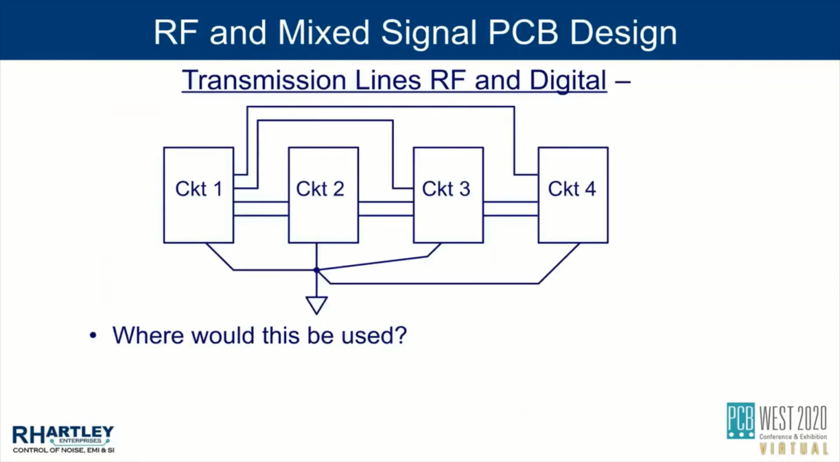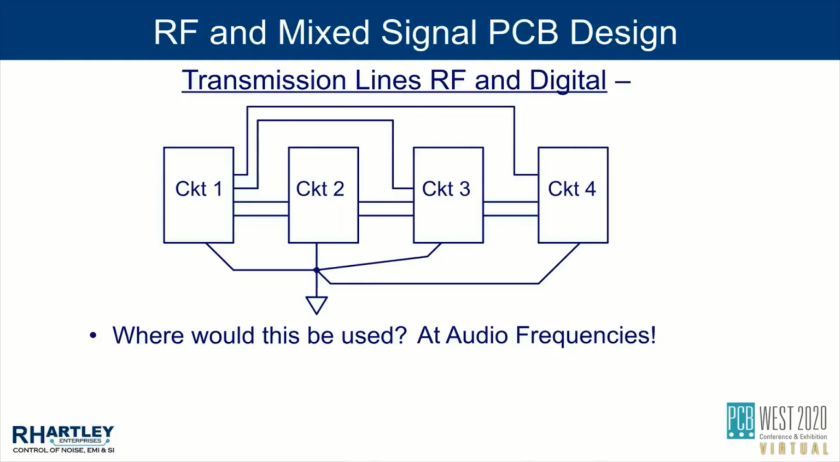What would this be used for? You've got 4 circuits, and you've got wires connecting signals from circuit 1 to 2, and 1 to 3, and 1 to 4, and 2 to 3, and so on and so on. And there's a star ground, a single point ground, hanging off of the bottom of the 4 circuits. Where does this get used?